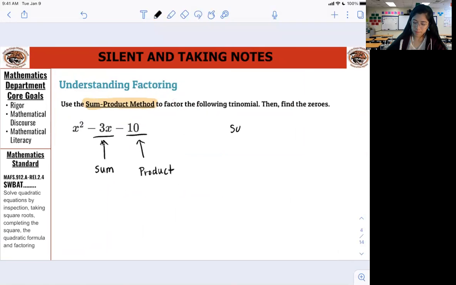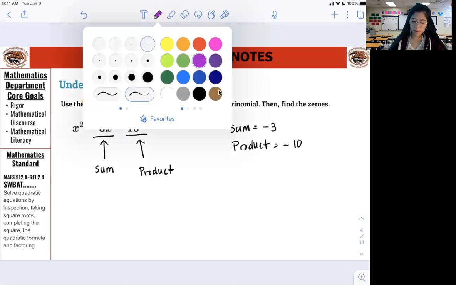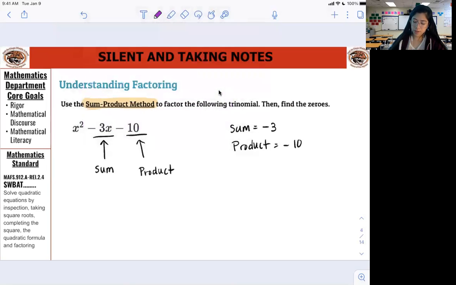So the sum is -3. The product is -10. And what we have to do when we're factoring is we have to think, okay, what are two numbers that add up to -3? So m plus n equals -3. So the sum of those two numbers is -3.